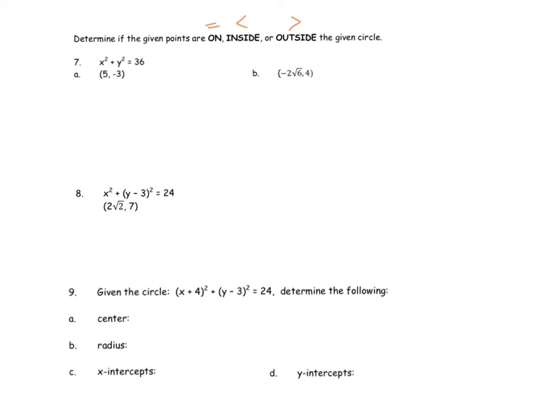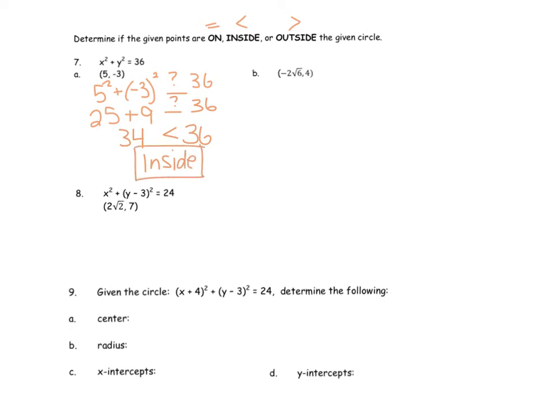Okay, so first one, 5 squared plus -3 squared has what relationship with 36? Well, 25 plus 9 is what compared to 36? Well, 25 plus 9 gives me 34. 34 is less than 36, so this value is smaller than the radius squared. So therefore, (5, -3) is inside the circle.